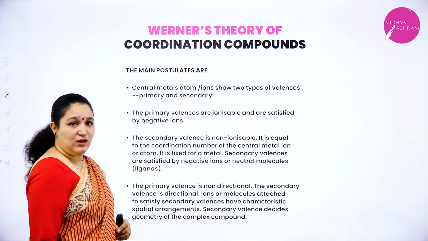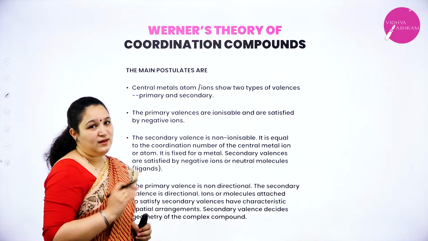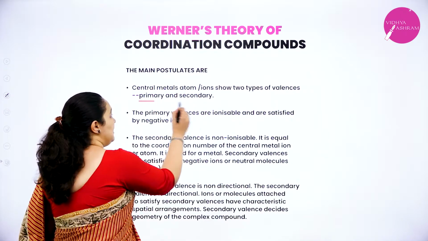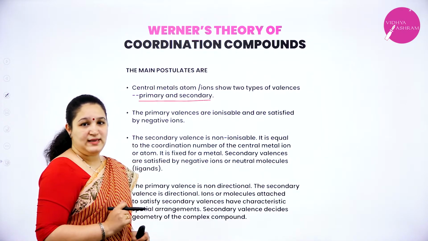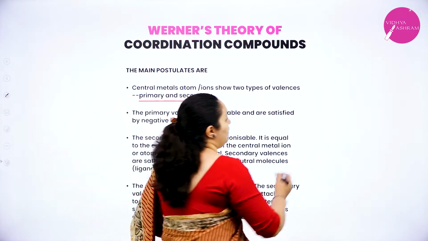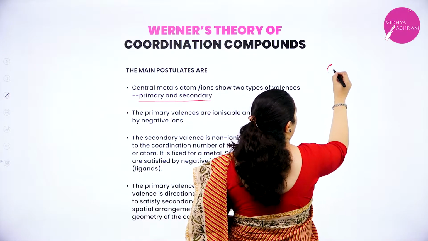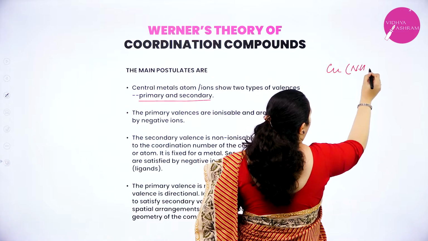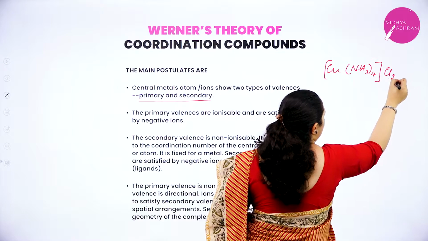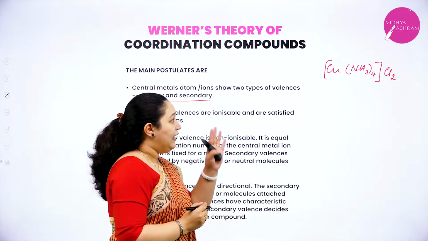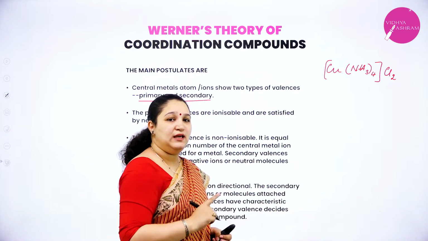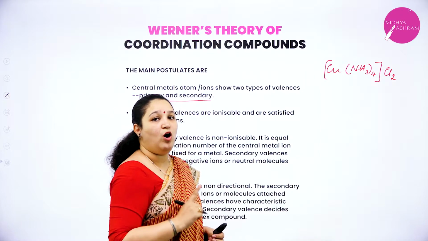The main postulates are: the central metal atom or ion shows two types of valency, that is primary and secondary valency. We will understand this better with an example. For example, if I take [Cu(NH3)4]Cl2, in this particular complex, I will first calculate the oxidation number of the metal.